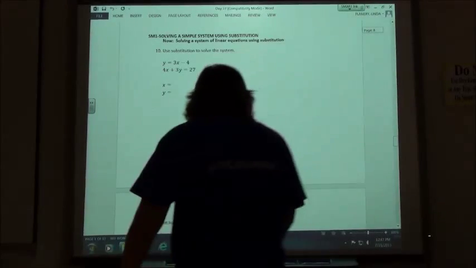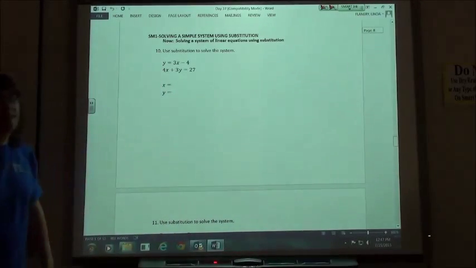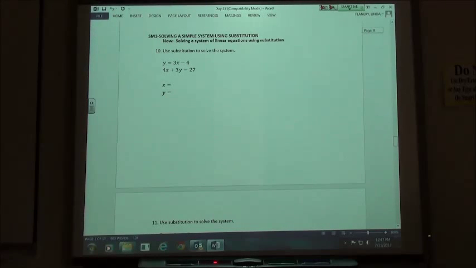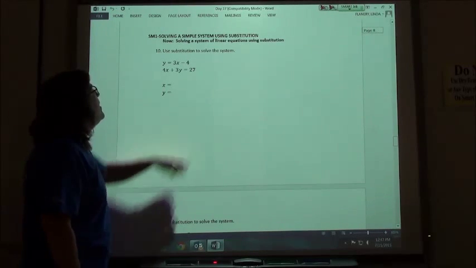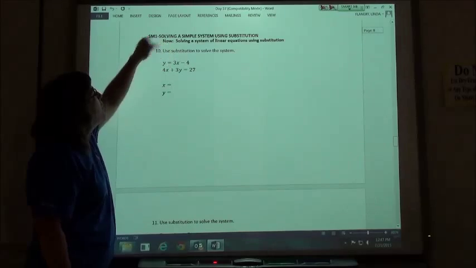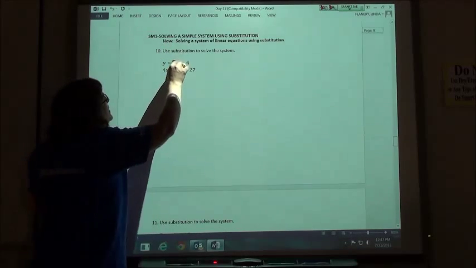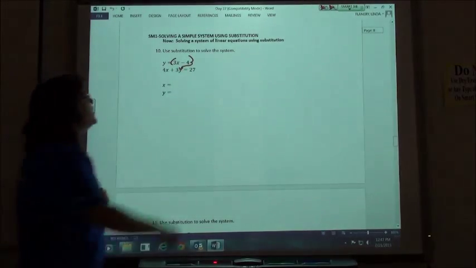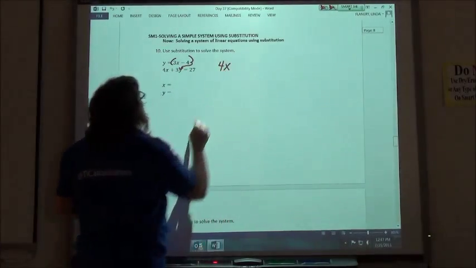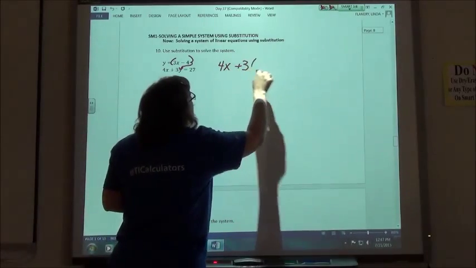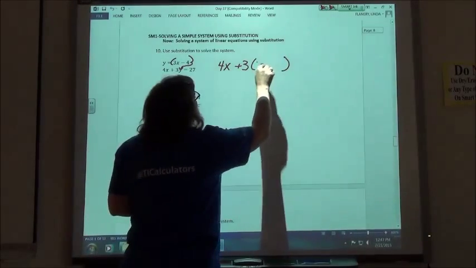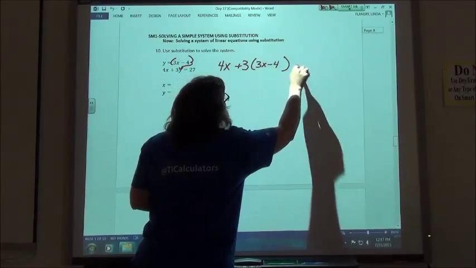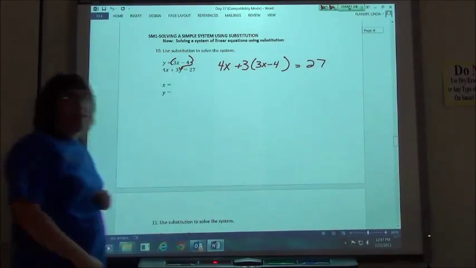Another way of solving a system of equations is by the substitution method. If one of my equations is solved for a variable or is easily solved for a variable, substitution is a good method. In this case, y is equal to 3x minus 4. So we're going to take the 3x minus 4 and substitute it in for the y in our second equation. So in our second equation, we have 4x plus 3, and we're going to replace the y with the 3x minus 4 equals 27.